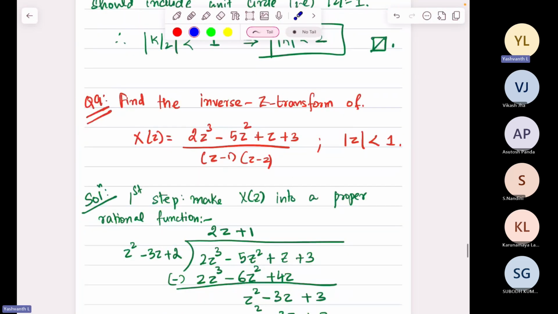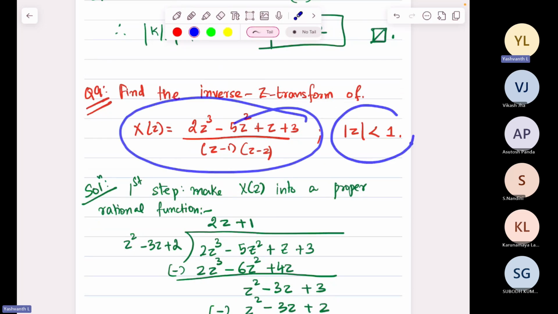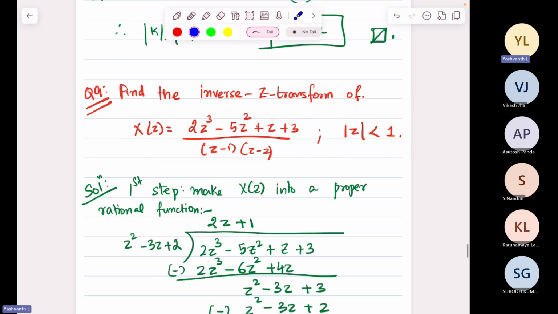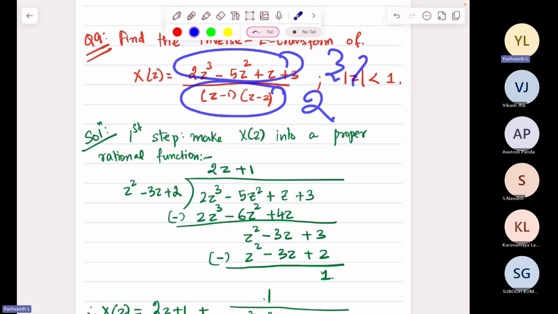Okay. Next question is find the inverse z transform of this X of z, and the given ROC is mod z less than 1. The first step is to convert X of z into a proper rational fraction, that is, the degree of the numerator is less than the denominator. Here the degree of the denominator is 2 and the degree of the numerator is 3. This is an improper fraction. I'll make it proper first.